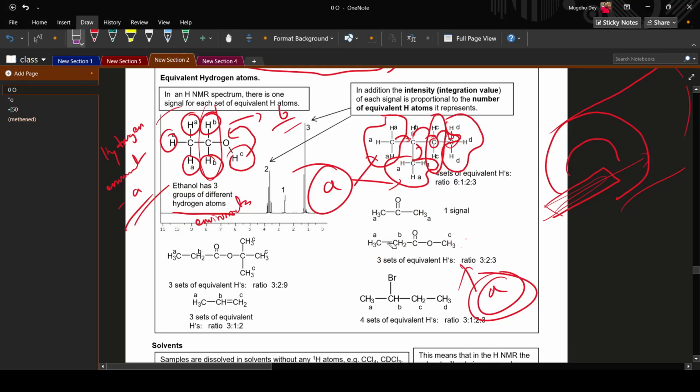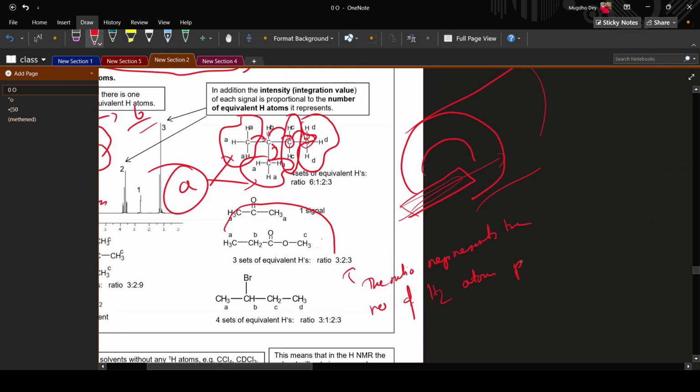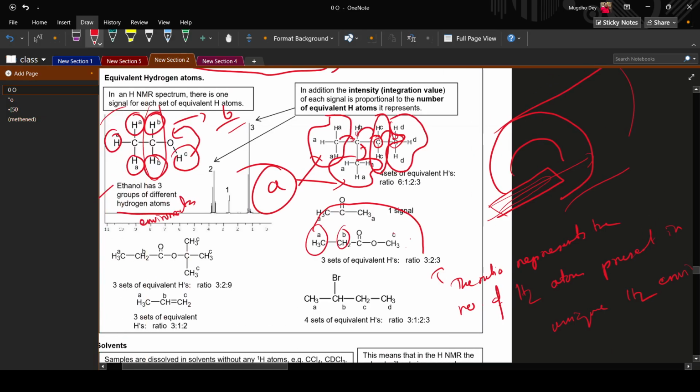Okay. So we have three sets of equivalent hydrogen. By the way, there is a thing called the ratio. What does the ratio represent? Well, the ratio basically represents the number of hydrogen atoms present in each unique hydrogen environment. So I think you can clearly understand 3 is to 2 is to 3, right?